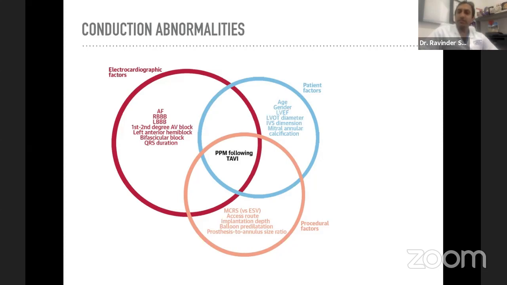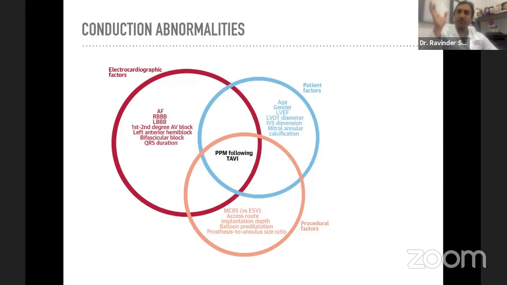So there are increased chances of permanent pacemaker following a TAVR if a patient has baseline right bundle branch block, if the valve is deeper than 5 millimeter. Number three, if a patient has a very short membranous septum and the depth of implantation is more than the length of membranous septum. And number four, if the valve is more than 20 to 25% oversized compared to the annulus.